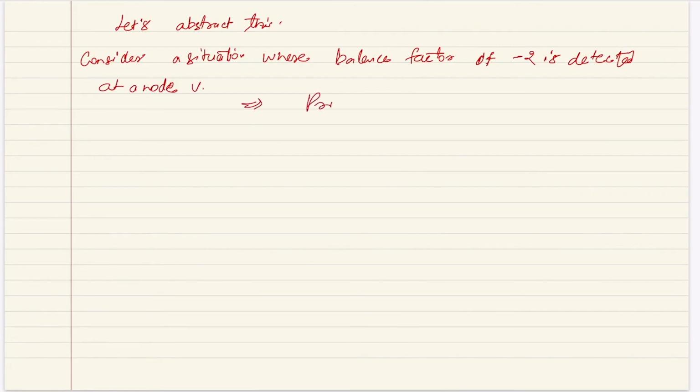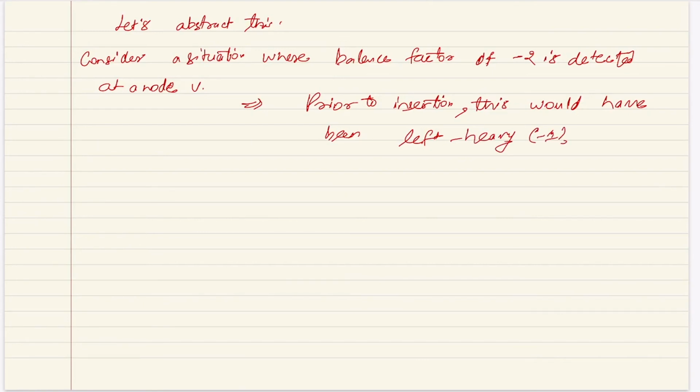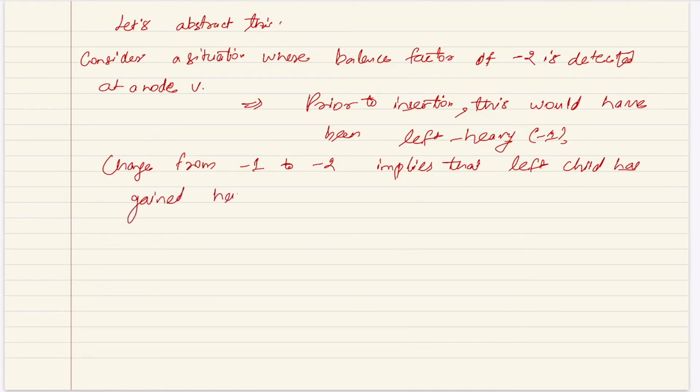Now what does it mean? Prior to insertion it should have a balance factor of -1. This would have been left heavy, yes, -1, and a change from -1 to -2 implies that the left child has gained height, and that also would mean that the left child's balance factor would have gone from 0 to plus or minus 1.